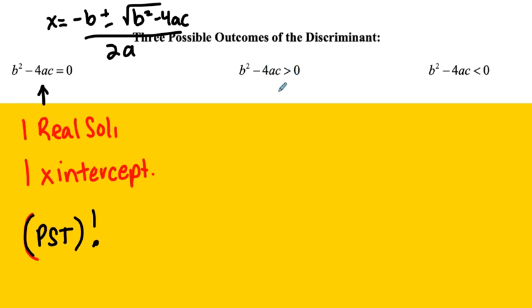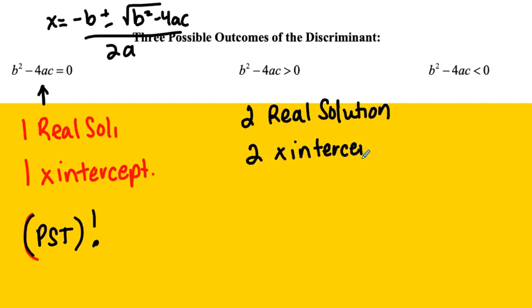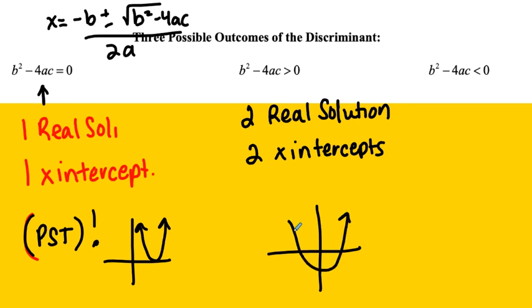All right, then we could have b squared minus 4ac is greater than 0. So we have a positive discriminant, and that's going to tell me it has two real solutions. And so I know that it's going to have two x-intercepts. Okay, and again, my graph here is going to look something like this. My graph here is going to cross the x-axis twice.